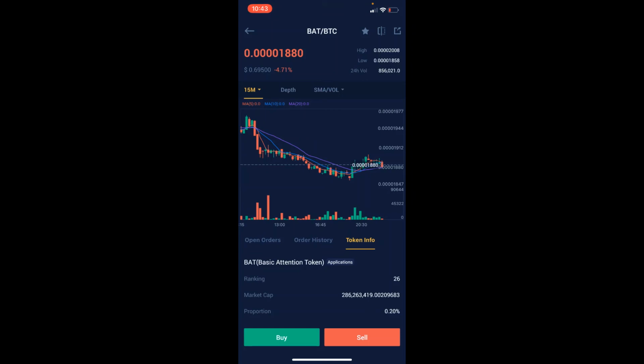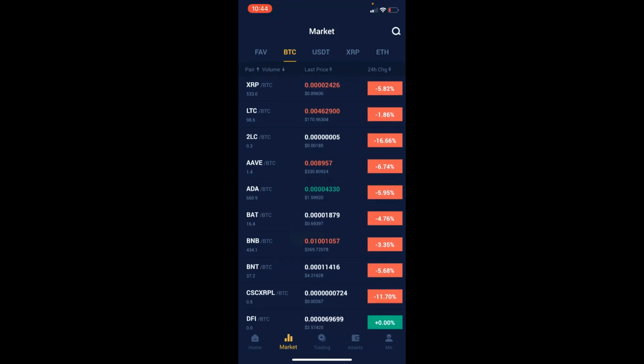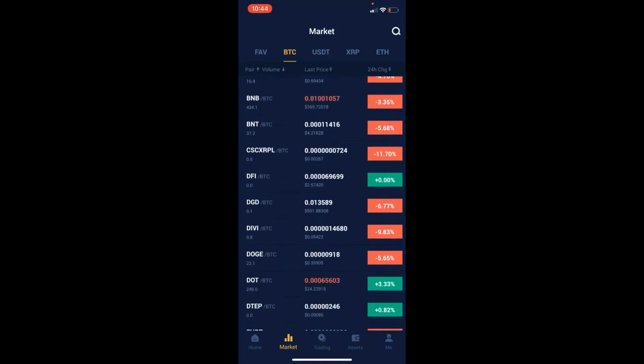And it gives you the market cap, the ranking, and the proportion. This is the token info. So I just wanted to point that out. It may not, as you saw, open and show the token info for every cryptocurrency. But in those cases, you would just take that same ticker symbol and put that in your Brave browser or your Google browser, and you can find out what any one of these cryptos actually mean.